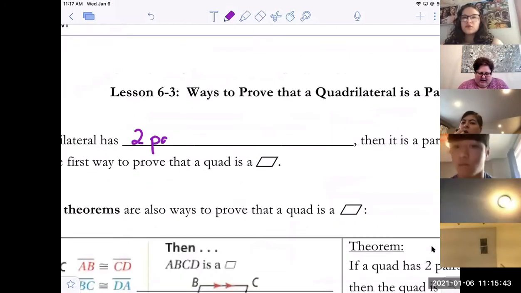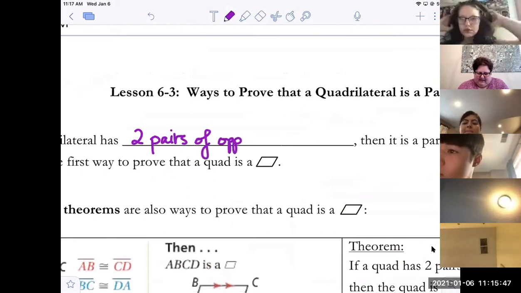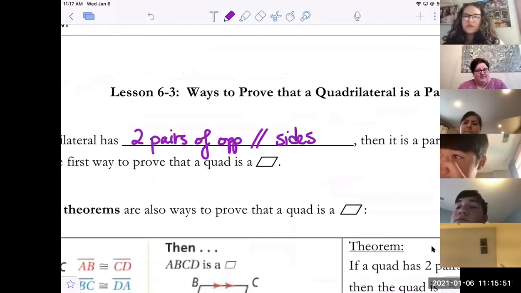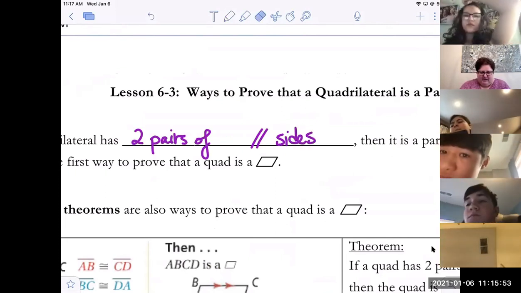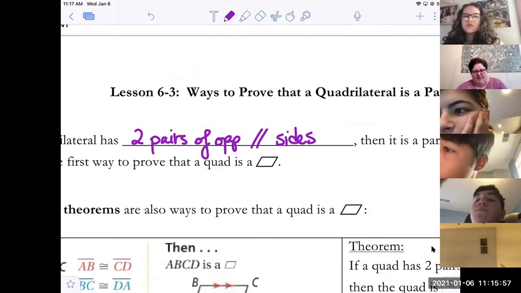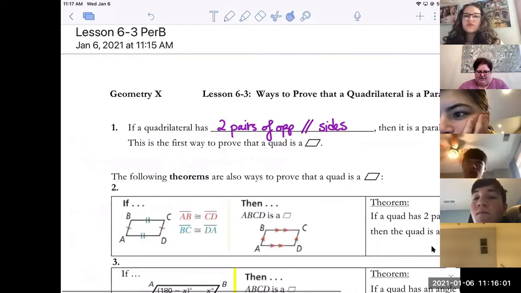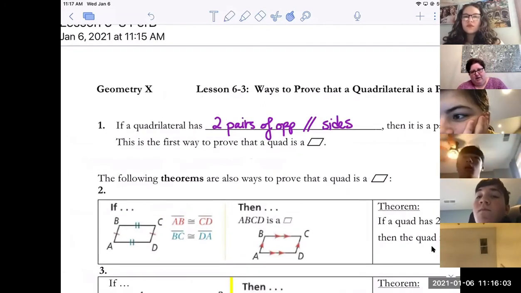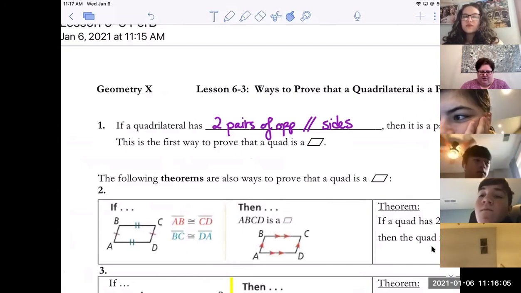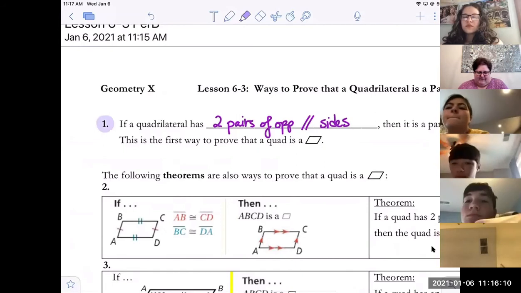I tend to write two pairs of opposite parallel sides. You don't actually have to say opposite for this particular way to prove, because the ones that are parallel have to be opposite. They can't be consecutive or they would intersect. You can also say two pairs of opposite sides that are parallel. So it doesn't really matter about the order, just like when we did the converses before. Okay, so that one is the definition.